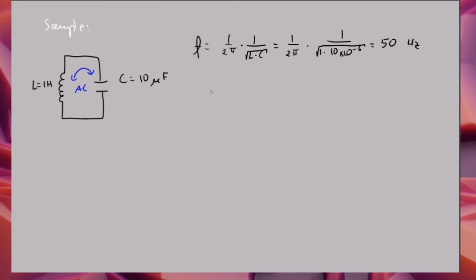Now if I wanted to find out how long it took for a switch to take place, I would calculate the period, which is 1 over the frequency. That would be 1 over 50, which is 0.02 of a second, and that's that. So here's a sample problem.